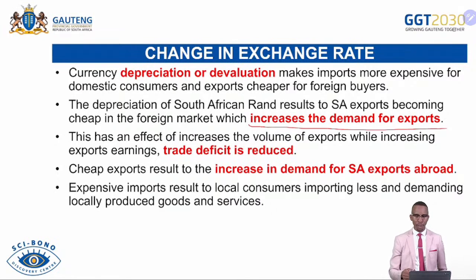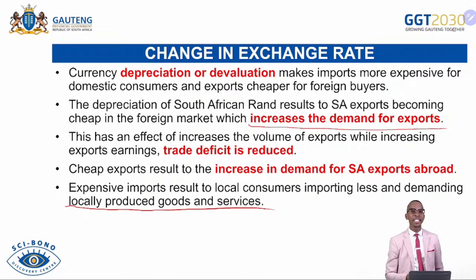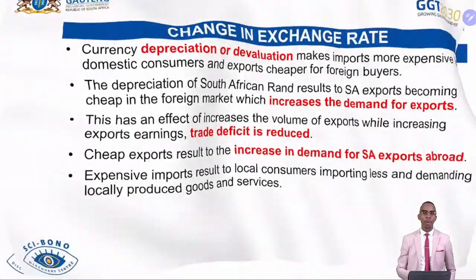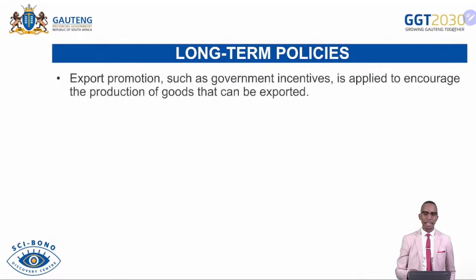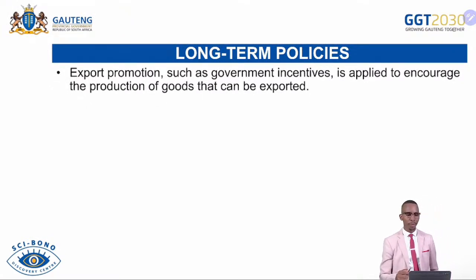Expensive imports result in local consumers importing less of those goods and demanding the locally produced goods and services that might be cheap. So that simply restricts the inflow of imports and promotes the outflow of exports. And then there are some long-term policies that are used by the government, namely export promotion and import substitution.